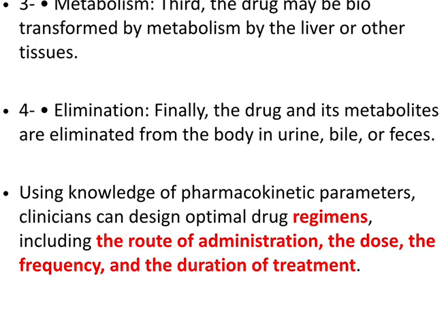Using knowledge of pharmacokinetic parameters, the clinician can design an optimal drug regimen. That means when you understand and study the absorption, the distribution, the metabolism, and the elimination, you can design the regimen of drugs: the route of administration, the dose, the frequency and duration of treatment.